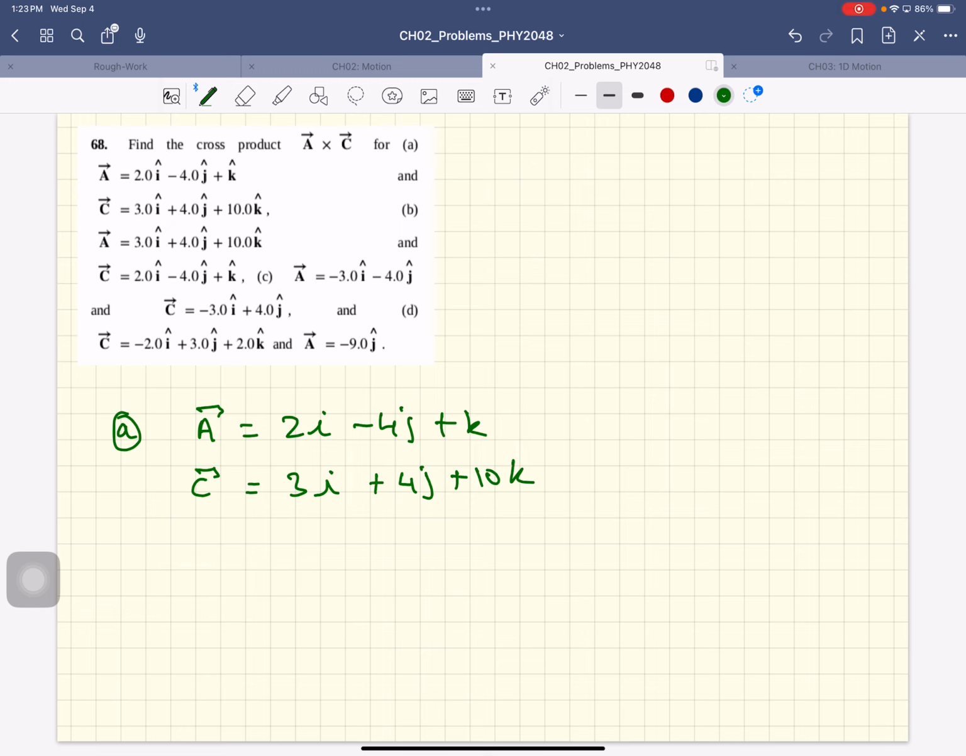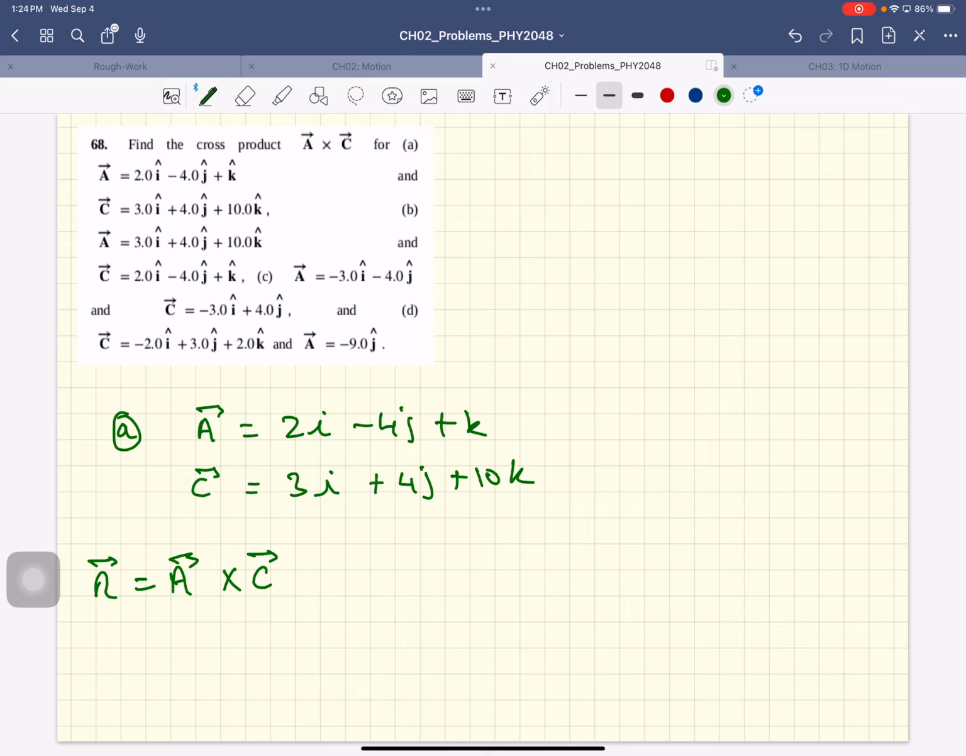All right, so a couple of things about the cross product. Again, the result is a vector. And you know that, if this is the plane containing A and C, what is the direction of the resultant vector? Again, you turn a screw from A to C, the screw would move in that direction. That would be the direction of the resultant. Okay, so the resultant vector is perpendicular to the plane containing these two vectors.